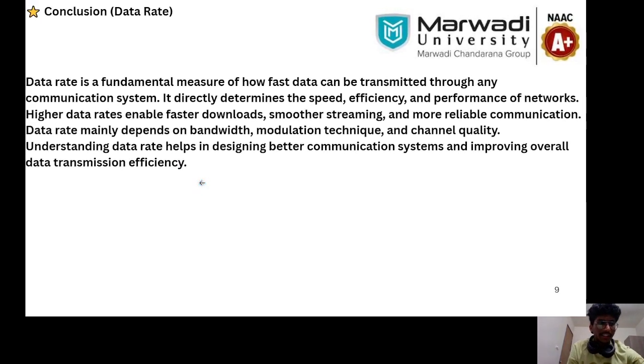In conclusion, data rate is a key parameter in communication systems that determines the speed and efficiency of data transmission. A higher data rate improves user experience by enabling fast, smooth, and reliable communication, making it an essential requirement in today's digital world. Understanding data rate helps in designing better communication systems and improving data transmission efficiency.